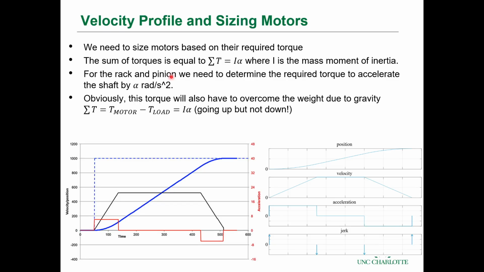So once we have the mass moment of inertia and we know our desired acceleration, then we should be able to pick the torque that we need for the motor. Now, the torque can be changed with a gearbox. The power that you need for your system cannot.